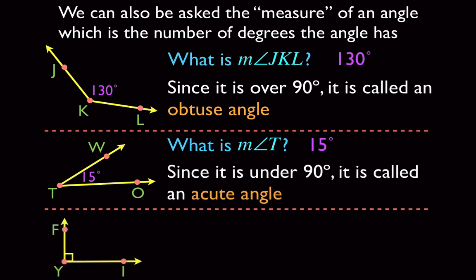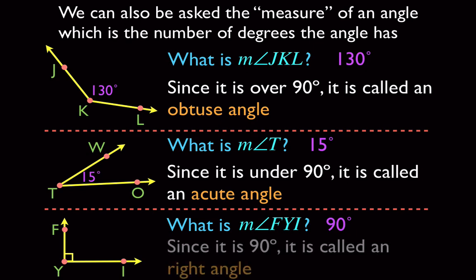Okay, the last one is a 90-degree angle, and you know that because of this little symbol right here. So FYI, yes, I played on words there, which again, you know what that means because of convention. This here is a 90-degree angle. That tells us that the measure is 90. Because this is equal to 90, that's called a right angle. So you need to be familiar with right angle, acute angle, and obtuse angle.